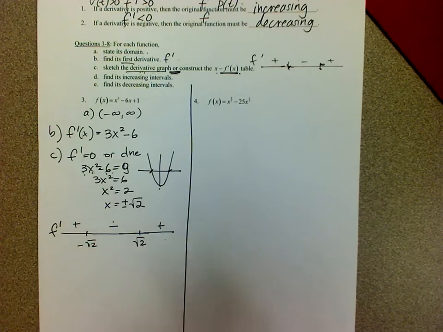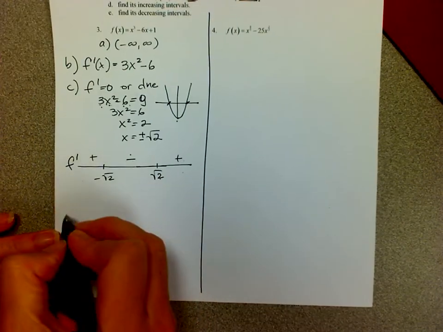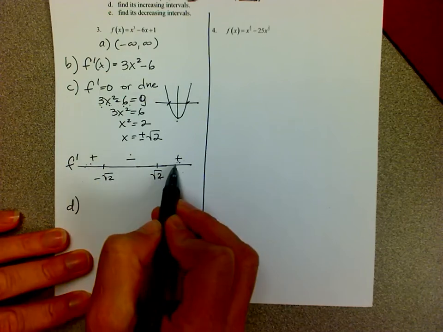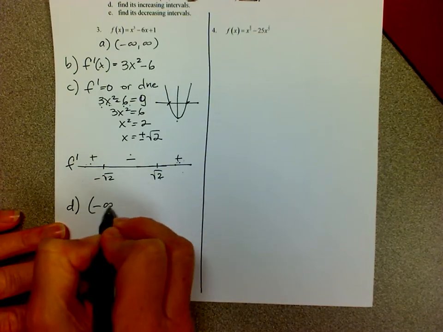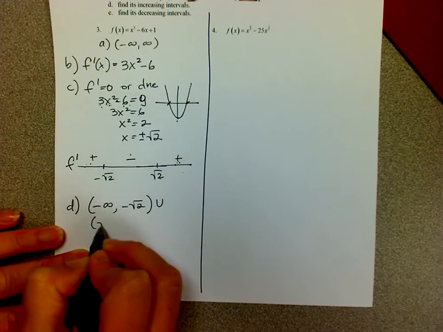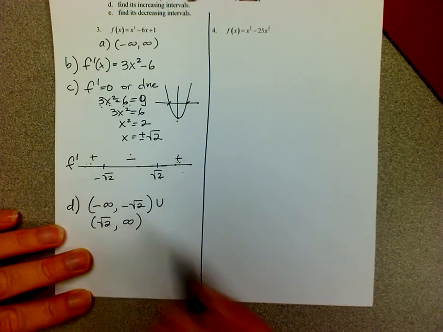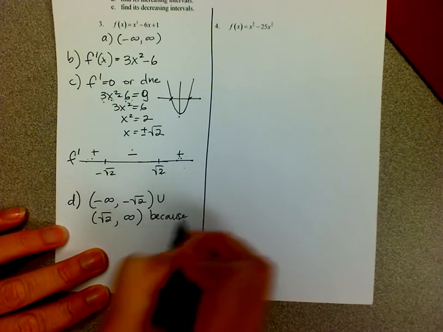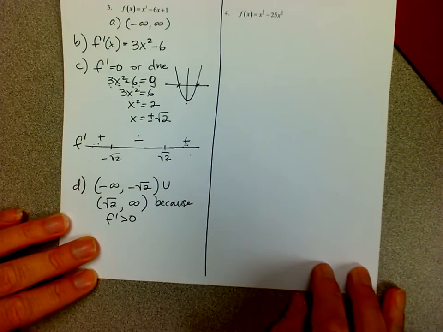Okay, so this is kind of that whole part C piece. And then finally it just says find the increasing intervals. Well, f prime is positive here and here, so therefore my increasing intervals are from negative infinity to negative square root of 2, and again from positive square root of 2 to positive infinity. And we're going to say because f prime is greater than 0.